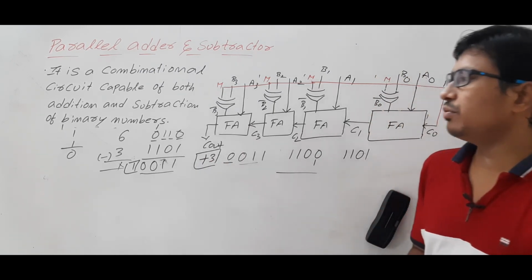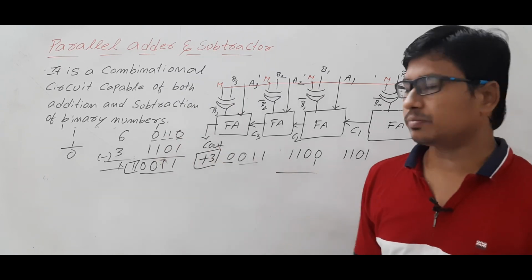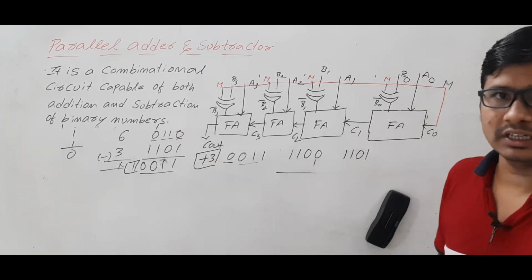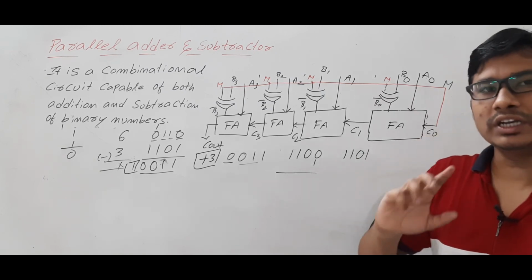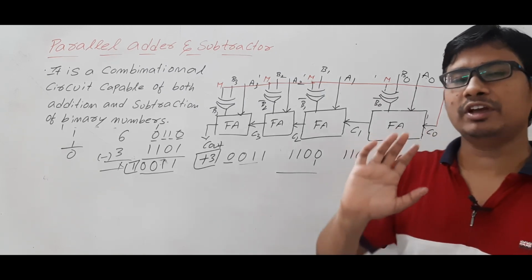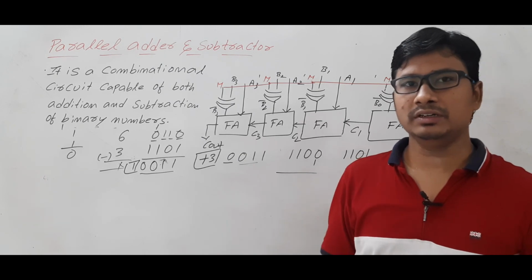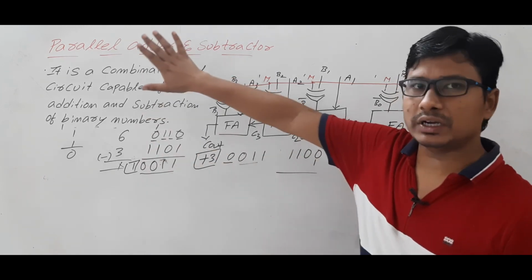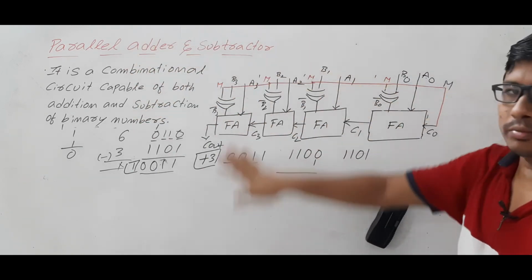So this is the way we perform the subtraction. So if M value is 0, it will perform the addition. If M value is 1, it will perform the subtraction. Is it clear? I hope you have understood about what is the parallel adder and how this combinational circuit is working.